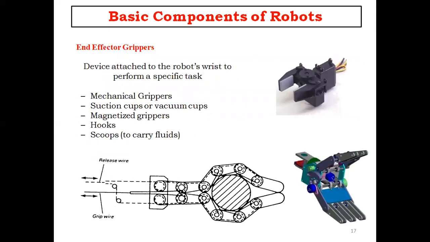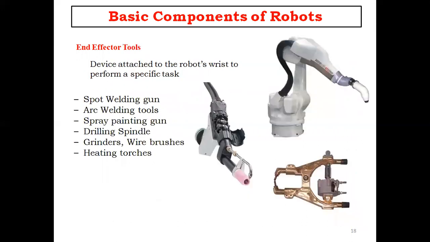The end effector gripper is the device attached to the robot's wrist to perform a specific task. We have mechanical grippers, suction cups or vacuum cups, magnetized grippers, hooks, and scoops to carry fluids. Some of the grippers are shown here. We have grip and release, so that it can hold the material and handle things. Next, end effector tools: the device attached to the robot's wrist. The grippers also are attached to the robot wrist.